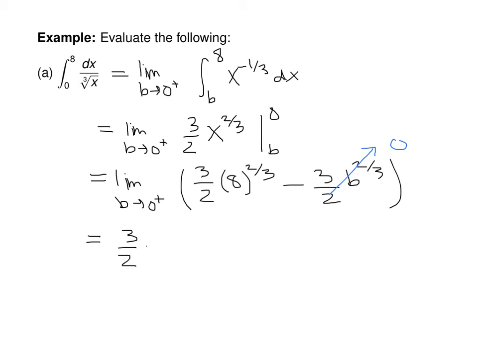So 8 to the 2/3 power is the third root of 8 squared. The third root of 8 is 2. 2 squared is 4. We have 3 halves times 4, which is 6.